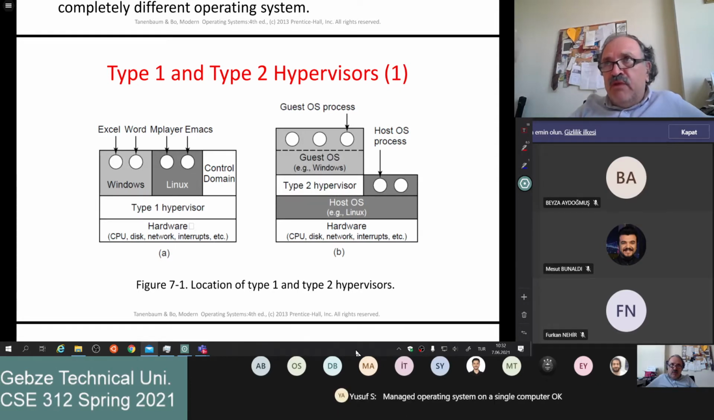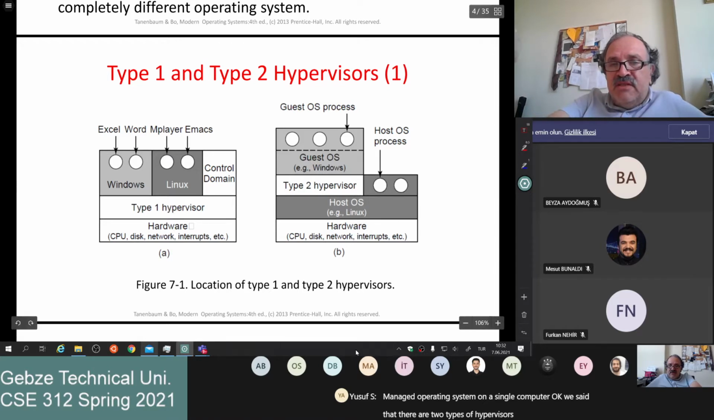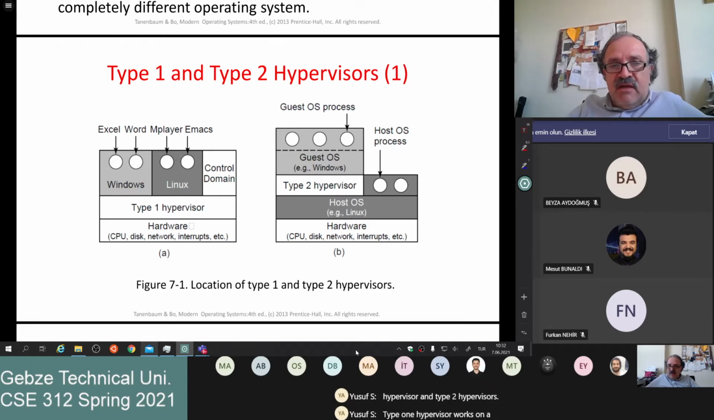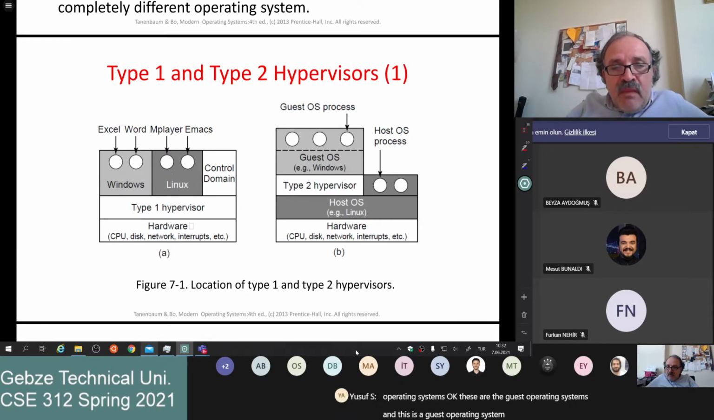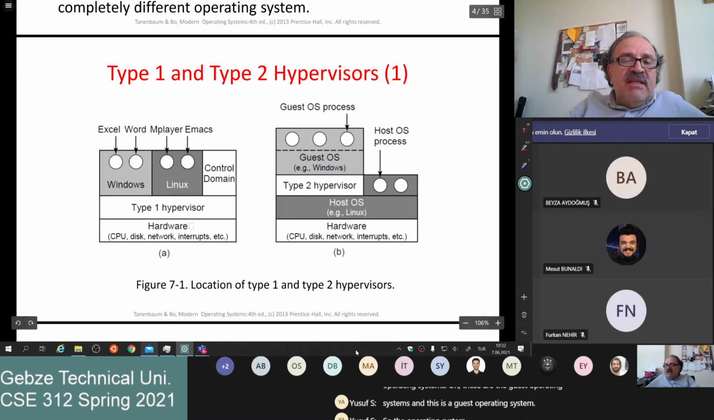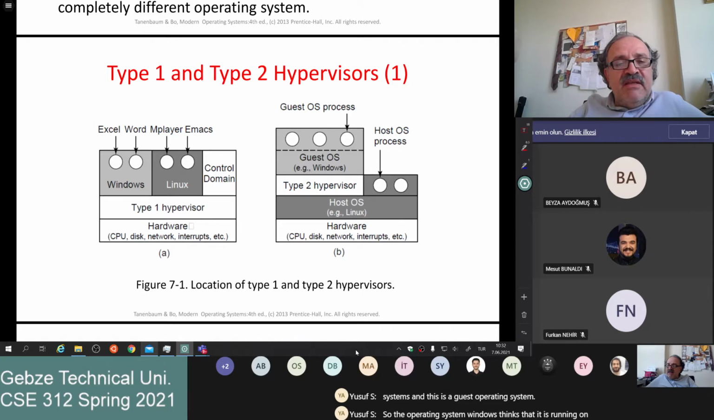Okay, we said that there are two types of hypervisors: type 1 hypervisor and type 2 hypervisor. Type 1 hypervisor works on the bare hardware, and it just appears as the hardware to the guest operating systems. These are the guest operating systems, and this is a guest operating system. So the operating system Windows thinks that it is running on standard hardware, but in fact it is not. Type 1 hypervisor makes this illusion that Windows works on the hardware.